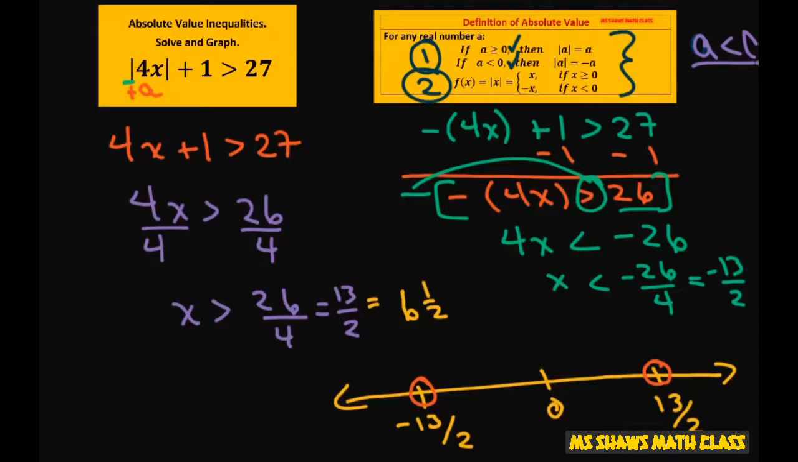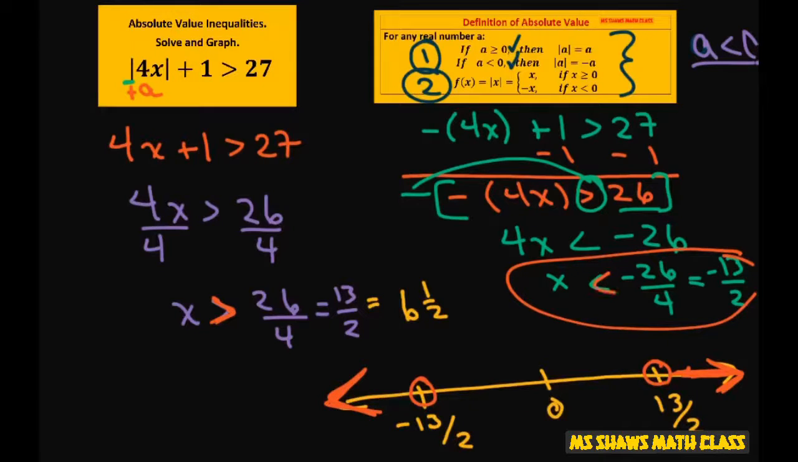For this one, it says greater than. So this one's going to shade to this arrow. These arrows need to match. So you're shading it to this arrow. For this one, it's less than. So shade to this arrow. And from here, you're going to shade here. This is like an or statement. When you see a split like that, that's an or statement. So it's either x is greater than 13 halves or x is less than negative 13 halves.